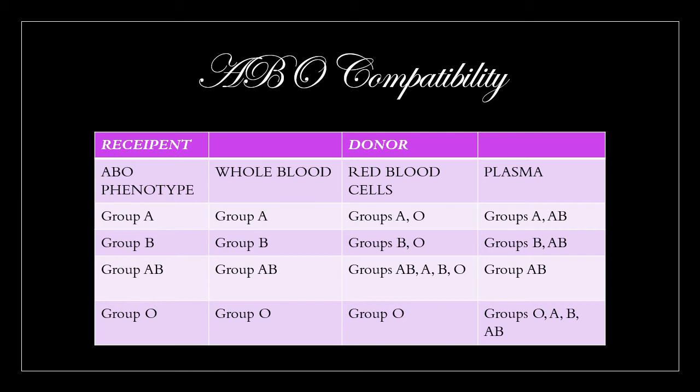Group B, whole blood, they can only get B. Notice the whole blood matches. Whatever their type is, that's what they can get. Red blood cells, of course, whatever their type is, they can get that, but everybody can get O. And then when you get to AB, they can get any of them. Plasma, notice anybody can get AB, and then they get their type. And then O can get everything.